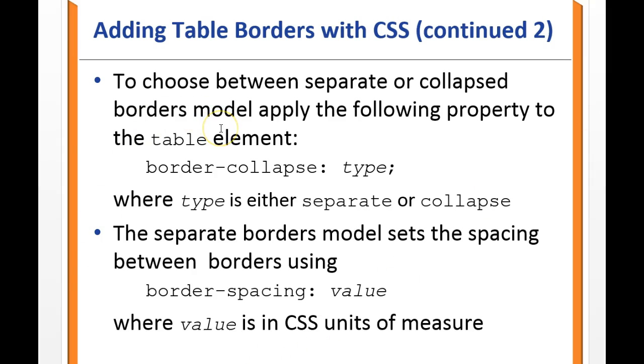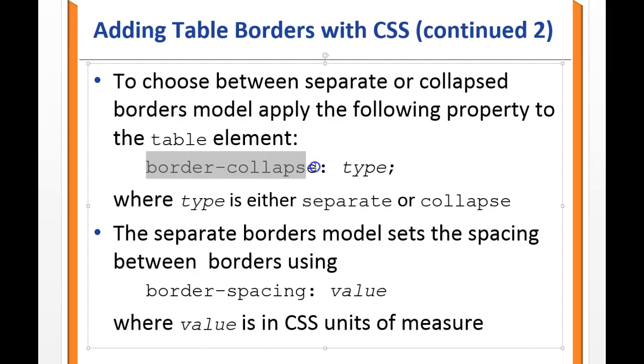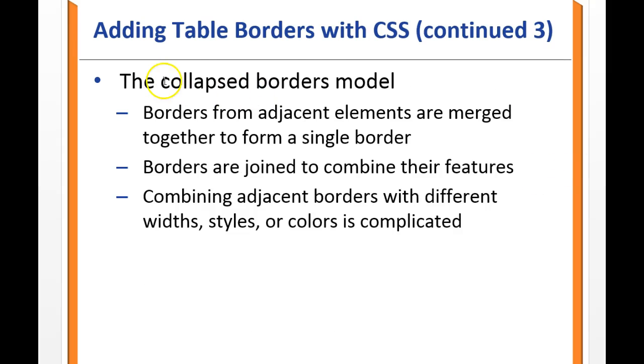So we said we have two types, separate and collapse. The syntax would be border-collapse: type, and that type could either be separate or collapse. It depends on what you want. The separate border model sets the spacing between the borders using border-spacing. You can also have the syntax border-spacing: value, and that value is basically a CSS unit of measure.